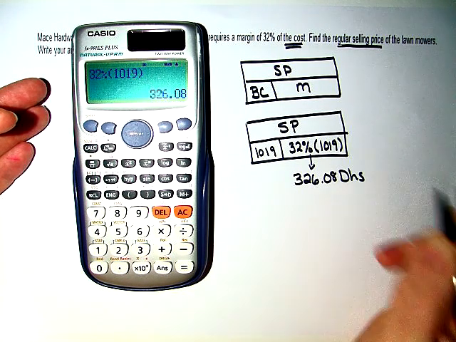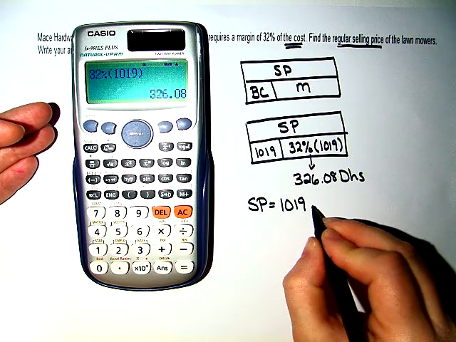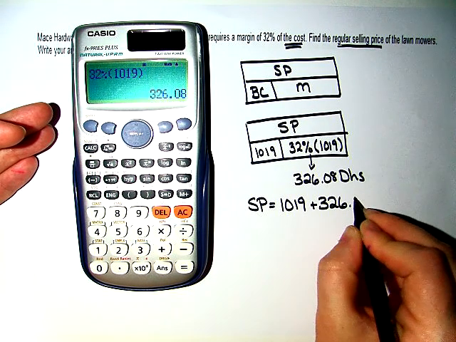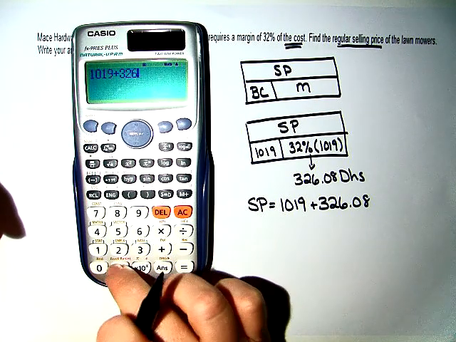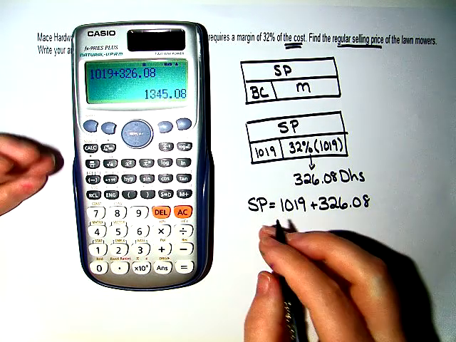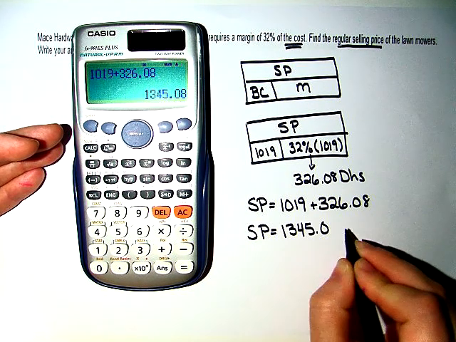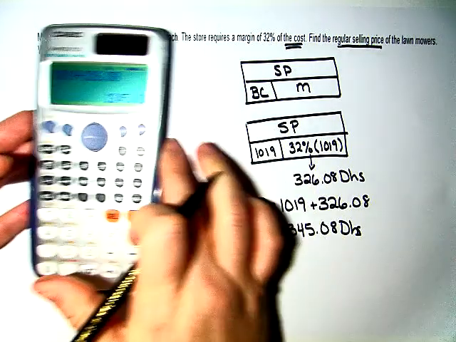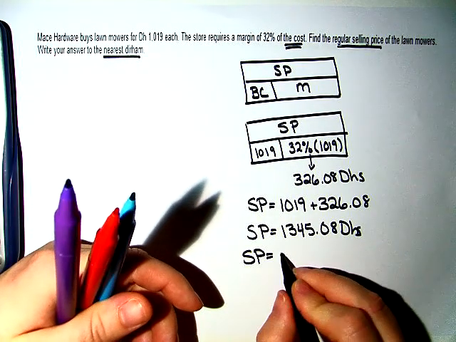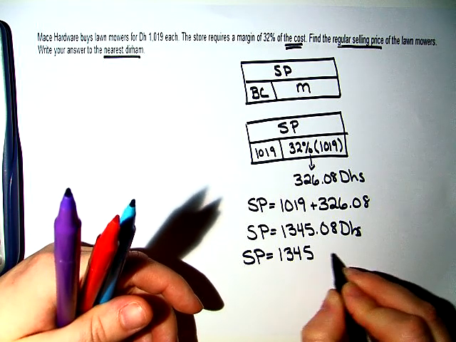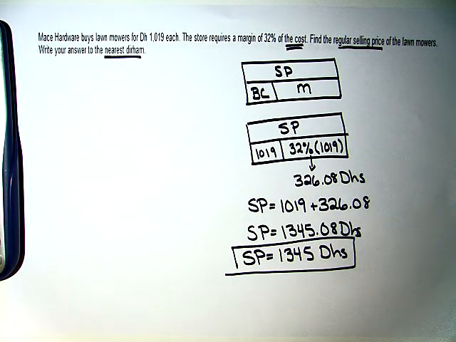326.08 dirhams, which means that my selling price is going to be 1,019 plus 326.08. So we're going to write that 1019 plus 326.08 gives me a selling price of 1,345.08 dirhams. They said write your answer to the nearest dirham, so the answer that I would put would be 1,345. All right, let's try another one.